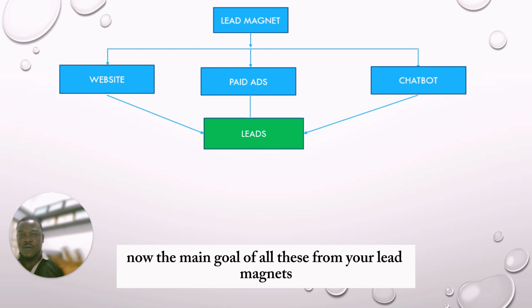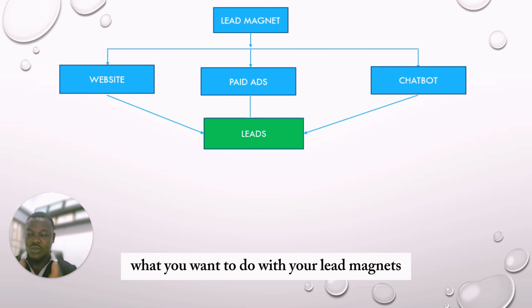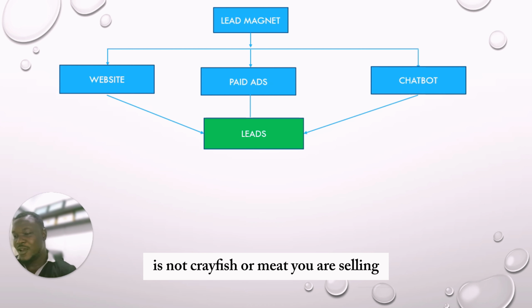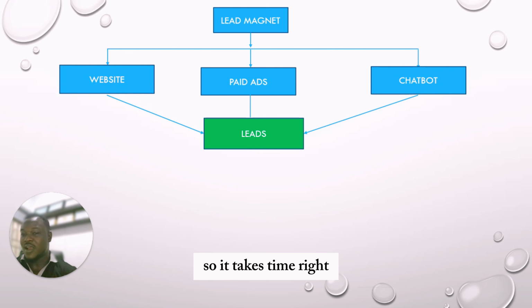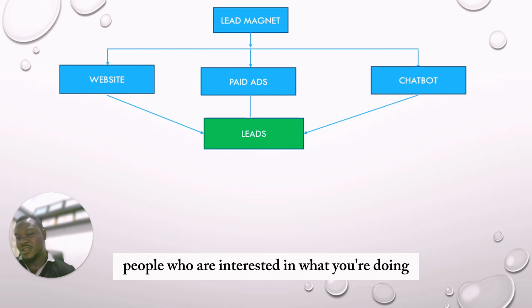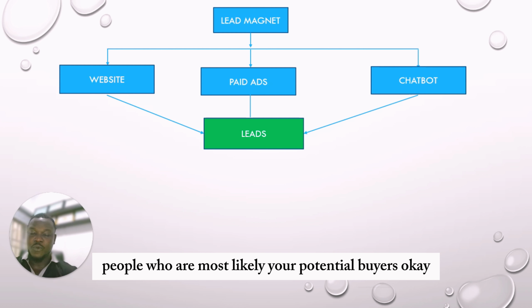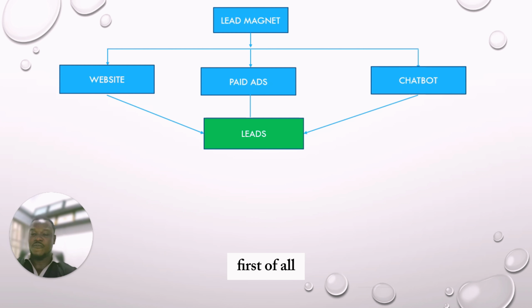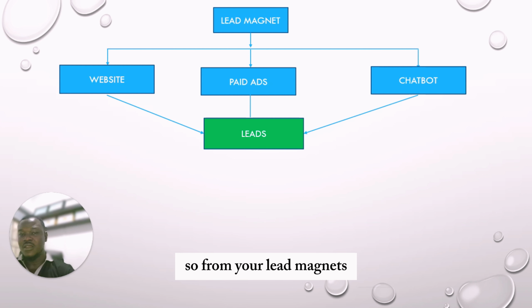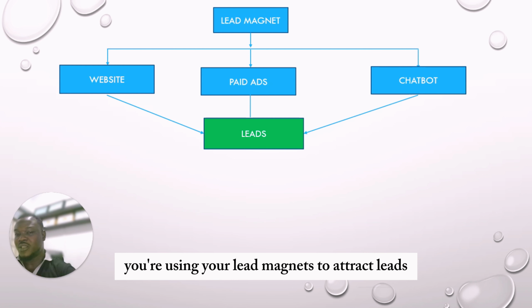Now, the main goal of all this, what you want to do with your lead magnet, is to get leads. Like I said, real estate is not crayfish or meat you're selling, so it takes time, right? So you have to first of all look for leads, people who are interested in what you're doing, people who are most likely your potential buyers. First of all, they are leads before they become buyers. So you're using your lead magnet to attract leads.